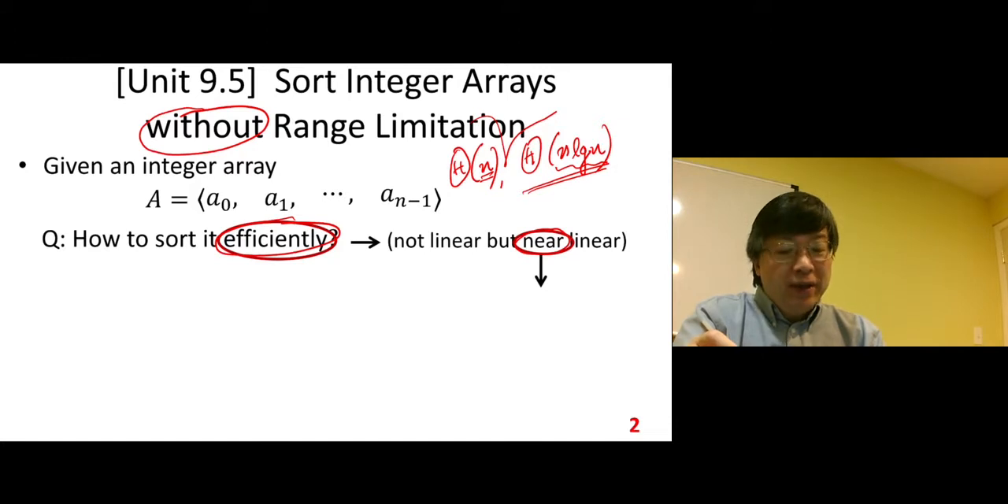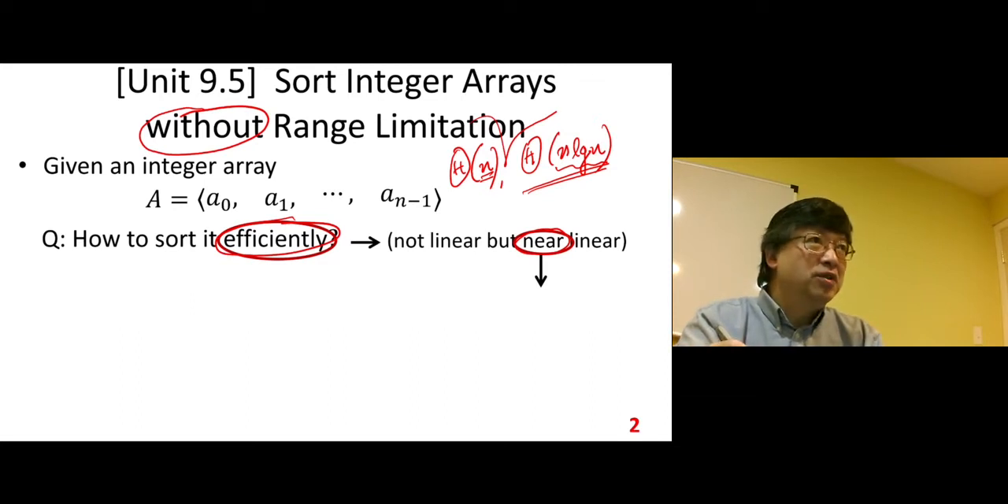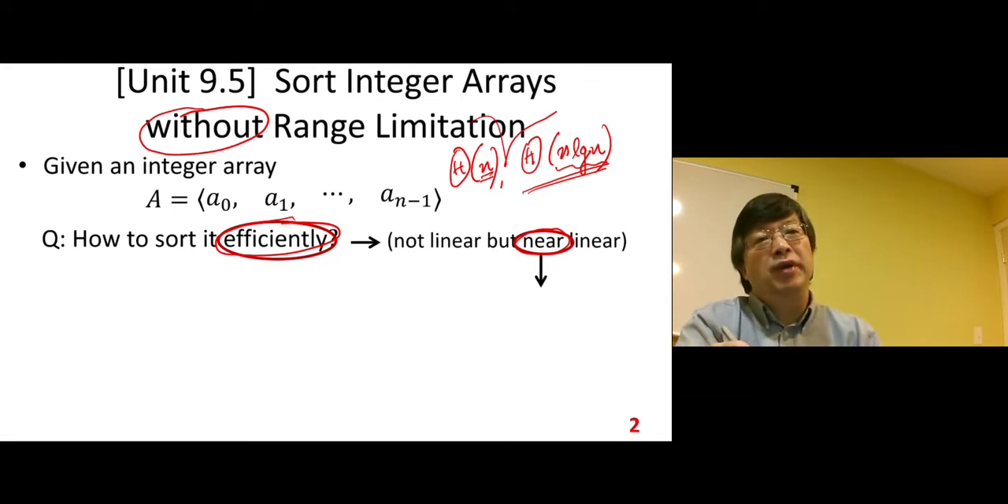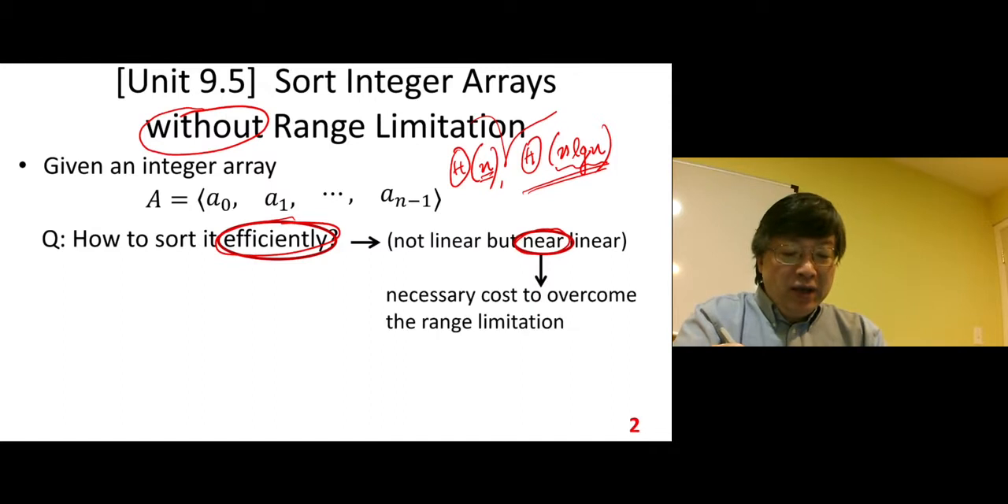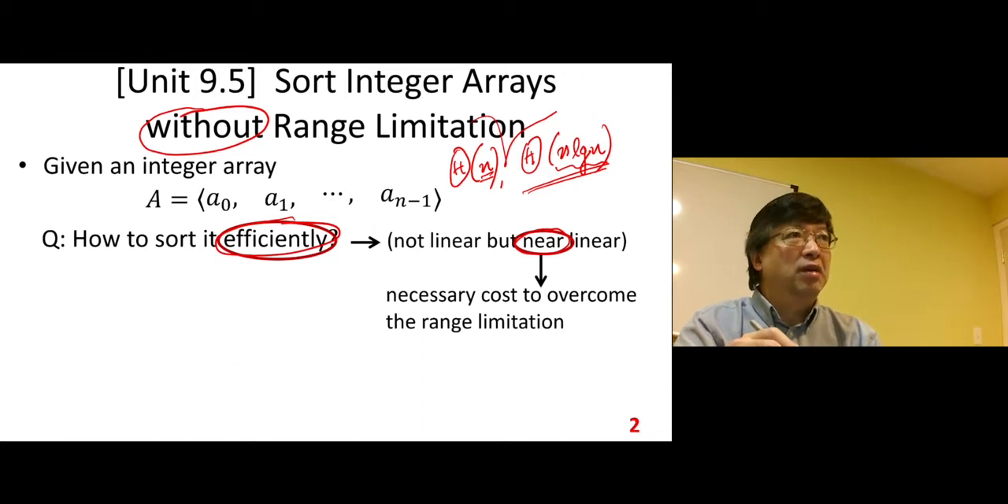Next, in order to do this, we need to pay some cost. We need to pay the cost to overcome the range limitation. That's why we need something slightly worse than linear. By removing the range limitation, it's not free.